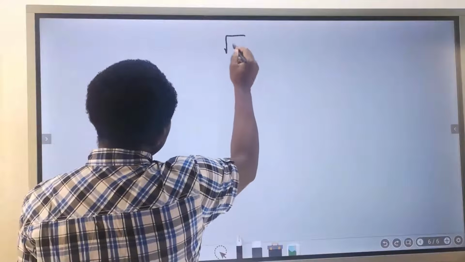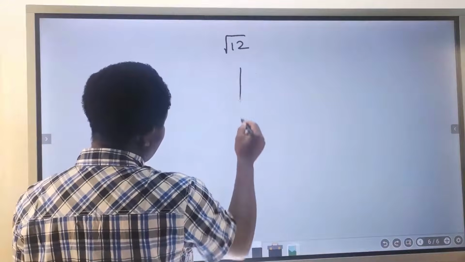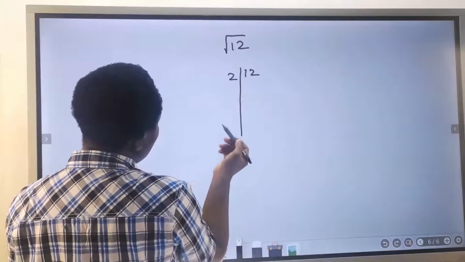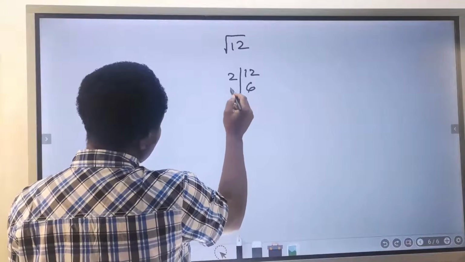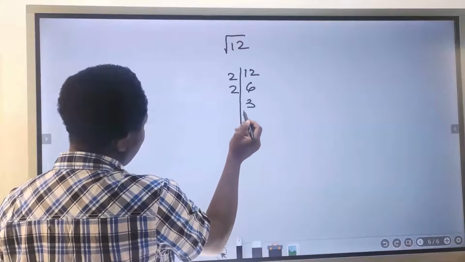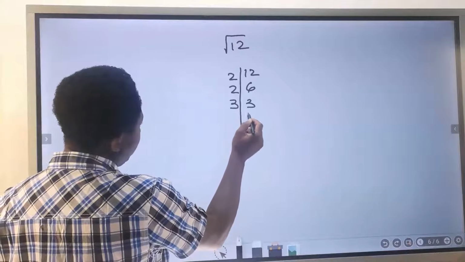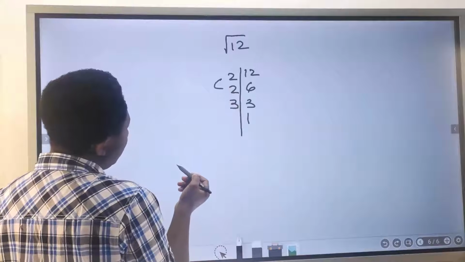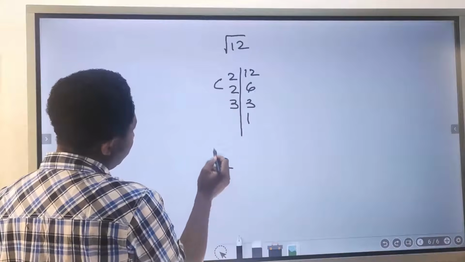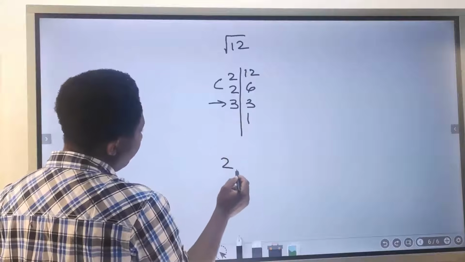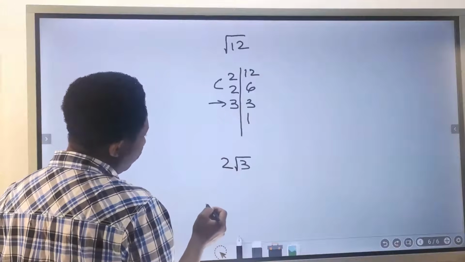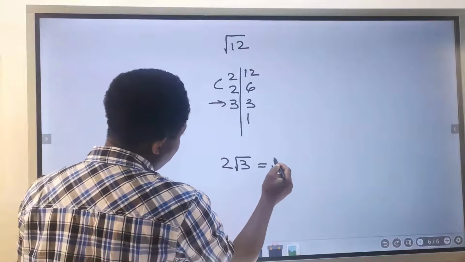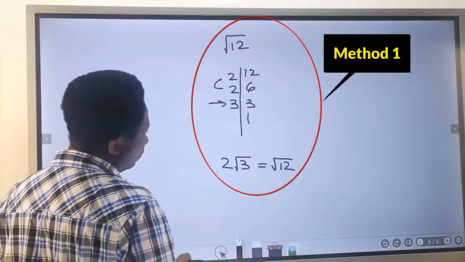Next, the square root of 12 can be split down. 2 will go into 12, 6. 2 will go into 6, 3. And 3 will go into 3, 1. Next, these 2 got a pair. 2 is free. 3 has no pair, and we'll put it in root form. 2 multiplied by the square root of 3 is the same thing as the square root of 12.